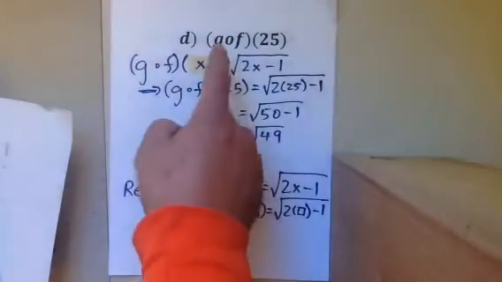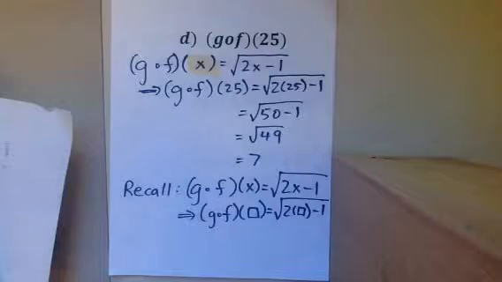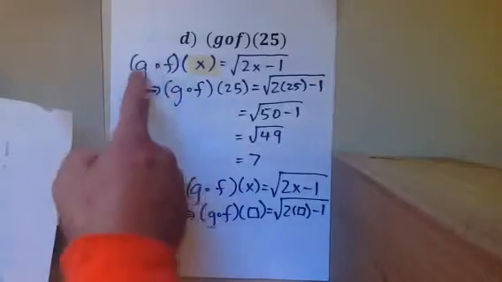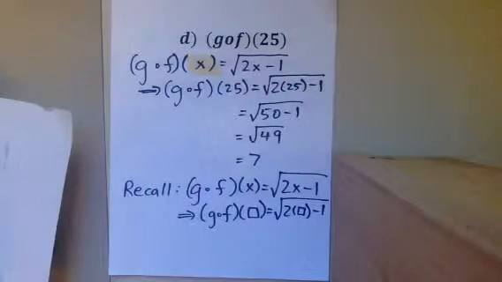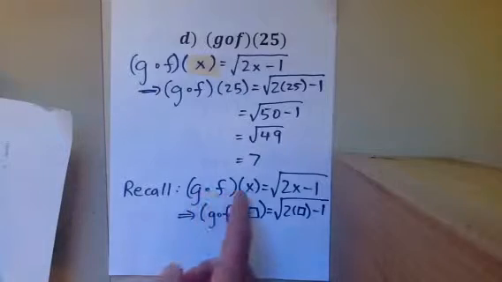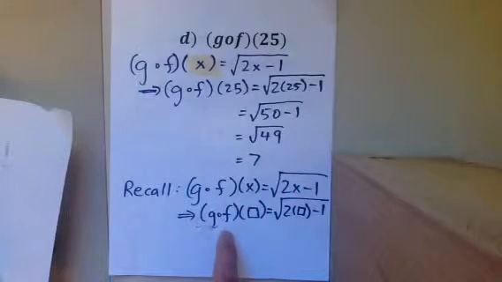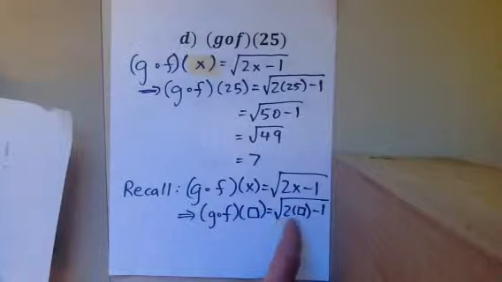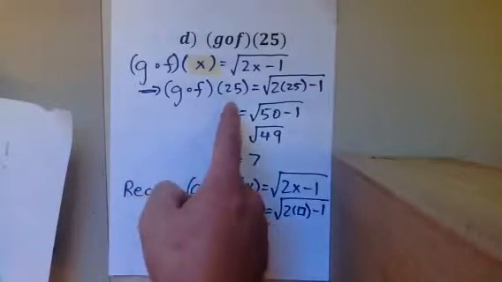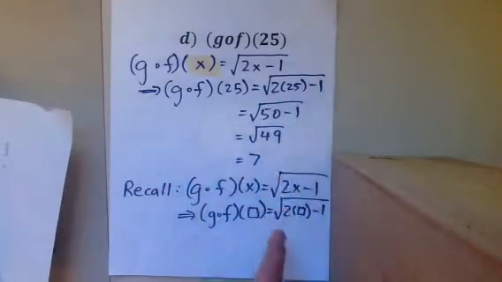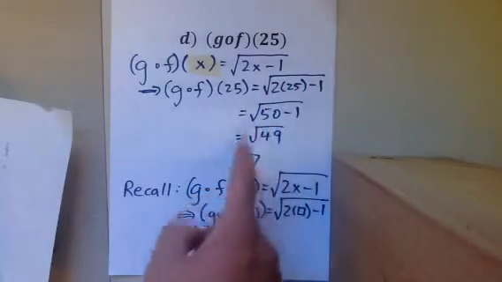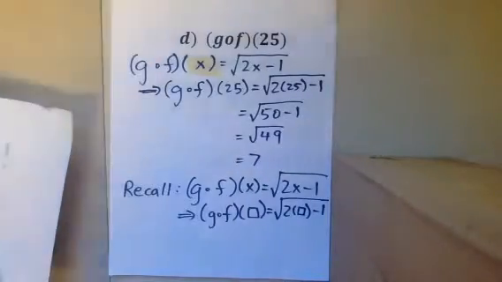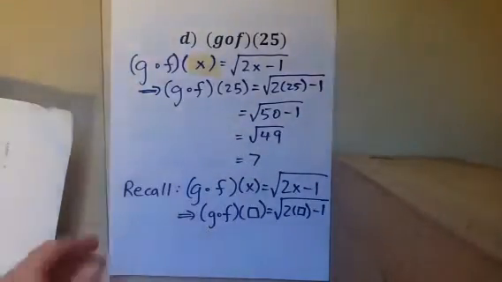Okay, how about g of f of 25? Is that the same as f of g of 25? Let's find out. We see here that g at f of x is the square root of 2x minus 1. We learned that in part D. And recall that if g at f of x is the square root of 2x minus 1, then g at f of block is the square root of 2 block minus 1. We substitute the block in for the x. So g at f of 25 is the square root of 2 times 25 minus 1, because 25 is the block. Well, that means it's 50 minus 1 under the square root, which is the same as root 49, which is 7. So g at f of 25 is 7.